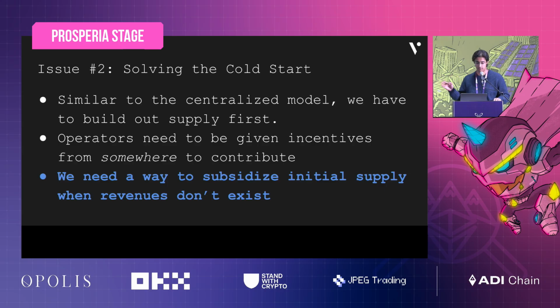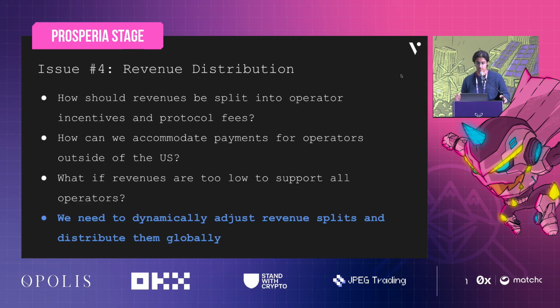This is extremely important. And then revenue distribution. So there's a lot of questions that come with revenues. One thing is you'd probably want it to be global. Cross-border payments suck, they're slow. This is obviously hinting towards blockchain, but we need to be able to dynamically adjust revenue. We need to be able to do this globally and distribute it globally.